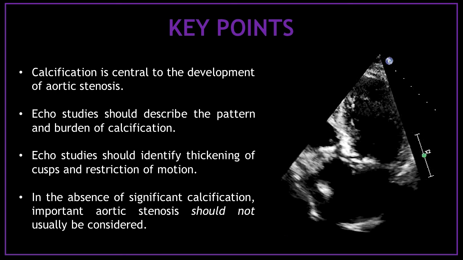Now, what are the key points when performing an echocardiogram for the assessment of aortic stenosis? First, calcification is central to the development of aortic stenosis. Second, echo studies should describe the pattern and burden of calcification. Third, echo studies should identify thickening of cusp and restriction of motion. And fourth, in the absence of significant calcification, important aortic stenosis should not usually be considered.